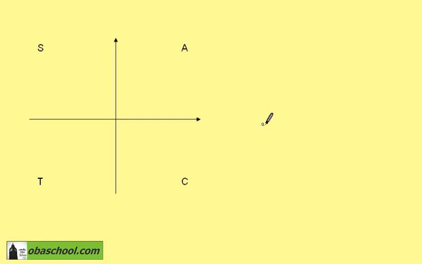This example is a summary of the previous examples which examined each quadrant in turn. We have the diagram here with the 4 quadrants, sometimes referred to as a cast diagram. In quadrant 1, between 0 and 90 degrees, we've seen that all 3 trigonometric ratios, the sine, the cosine, and the tangent, are positive.